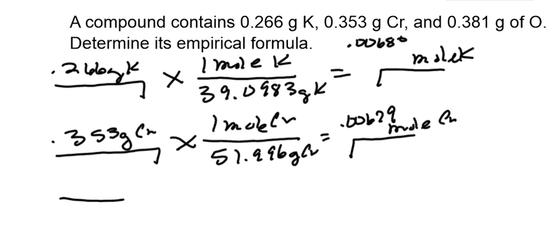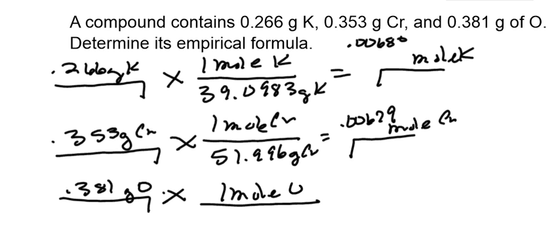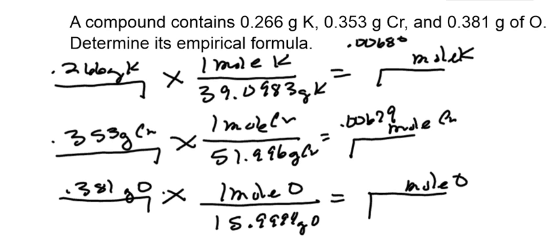And then lastly, we'll do the same for oxygen, 0.381 grams of oxygen, times that by 1 mole of oxygen over 15.9994 grams of oxygen. And of course, that's going to equal our moles of oxygen. That's 0.0238. Then what we're going to do, again, the same thing. Once we get in moles, we'll divide the least moles into all the largers. This one looks like it's the least, so we're going to divide it by itself.